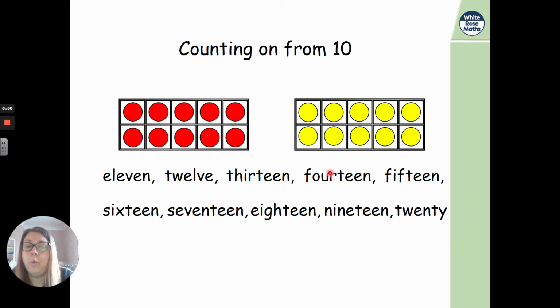These are the number words to match the numbers. So you know how we did a lot of practice with our numbers to 10 and writing the number words as well? And we did it at the beginning, didn't we, with number 5? We've now got to start practicing our numbers to 20. So being able to write numbers to 20, but also being able to write number words.